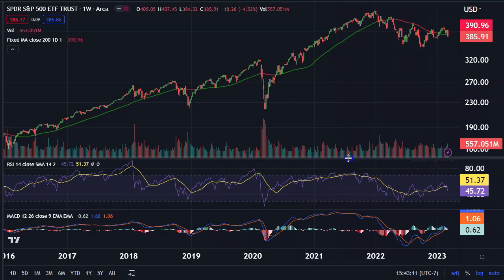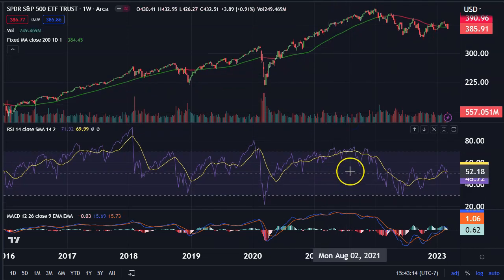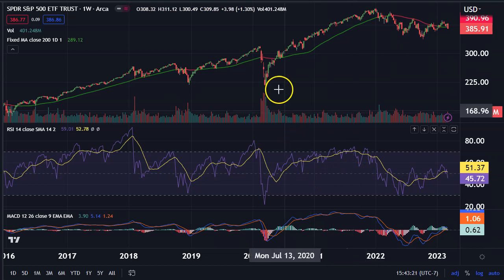And the biggest, most useful way to use it is: is it above the middle 50 or is it below? When the market is rising, it is above 50.